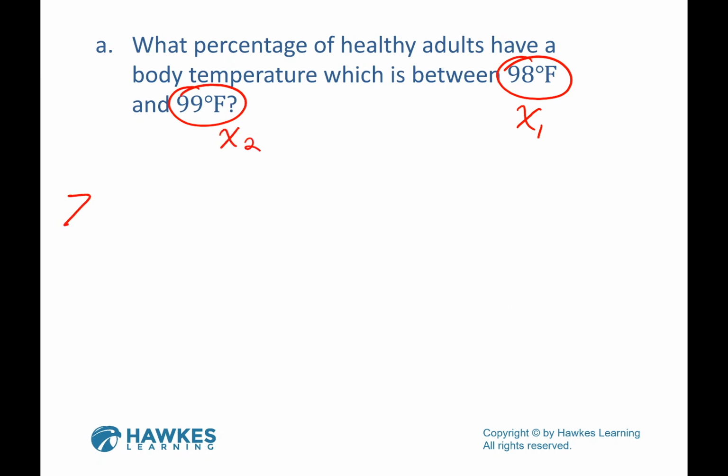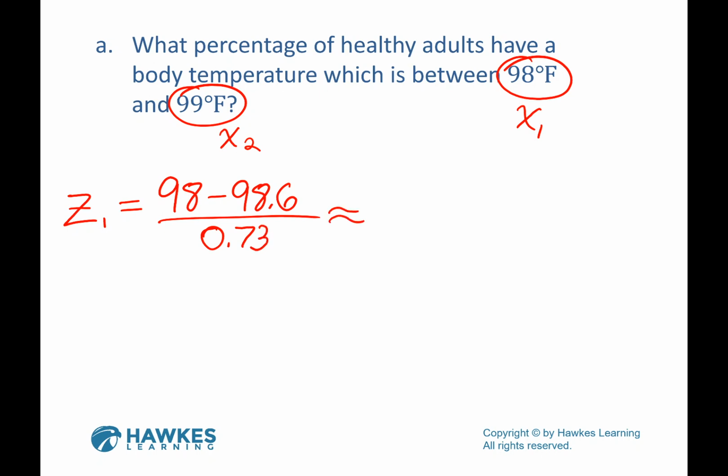Okay, so let's see, I'm going to say Z1. I'll do 98 minus our mean, which is 98.6, divided by our standard deviation of 0.73. Those two numbers are from the last slide. See what that one gives us. 98 minus 98.6, and then divide by 0.73. On that one, I get negative 0.82 when we round.